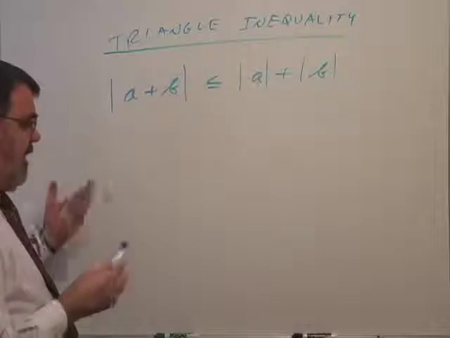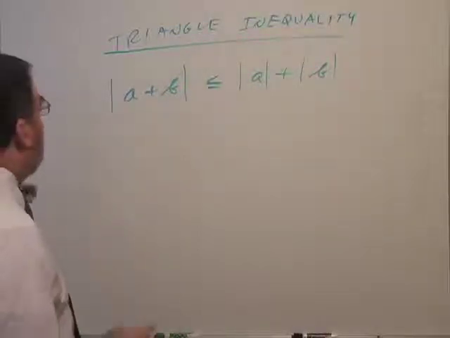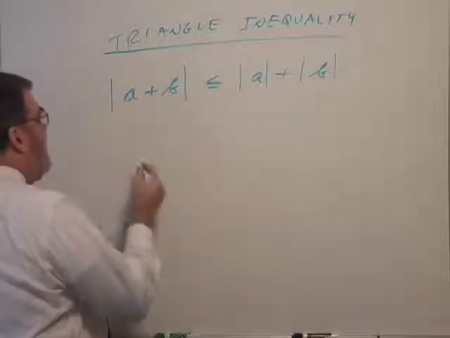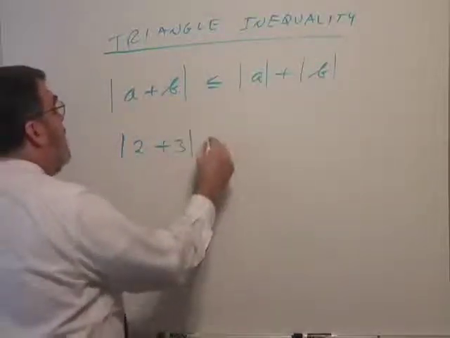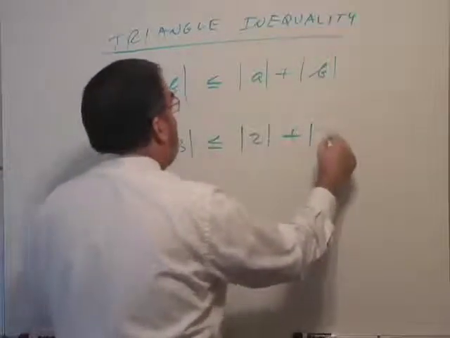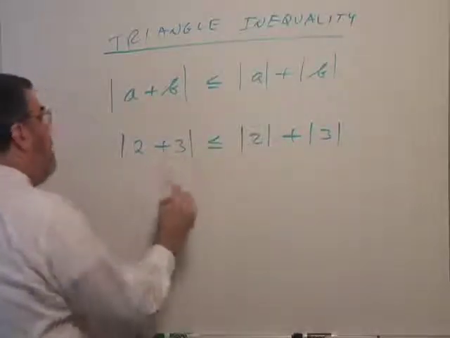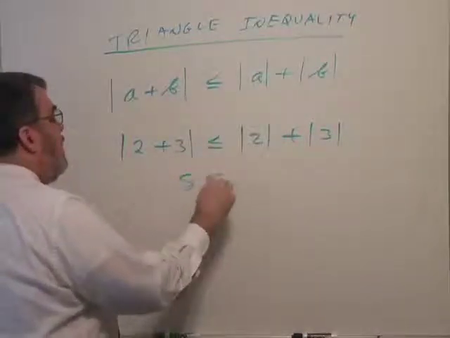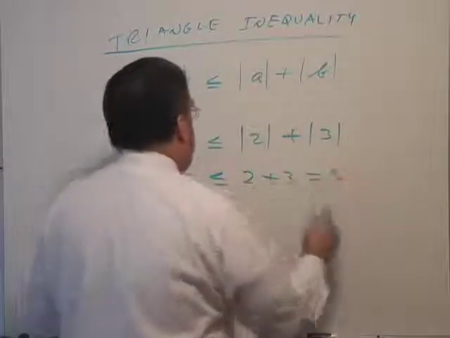All right, it's pretty easy to verify it for real numbers. For example, suppose that a and b were 2 and 3. The absolute value of 2 plus 3 is supposed to be less than or equal to the absolute value of 2 plus the absolute value of 3. Well, here I get 5, and the absolute value of 5 is 5. And that's less than or equal to 2 plus 3, which is 5.